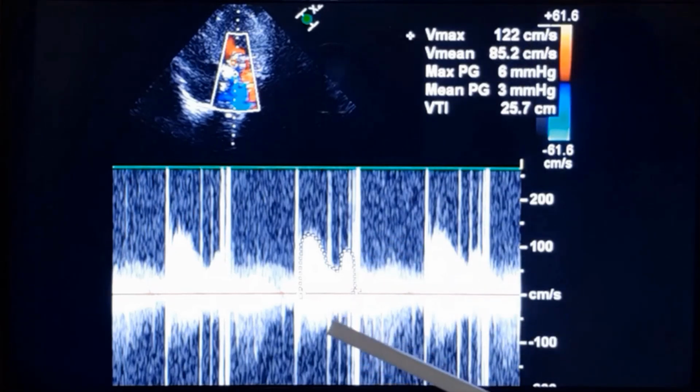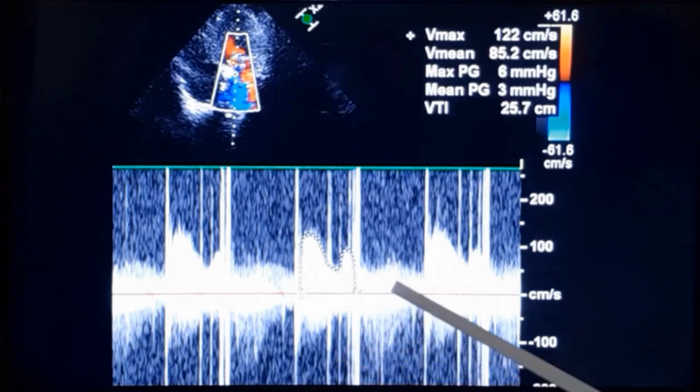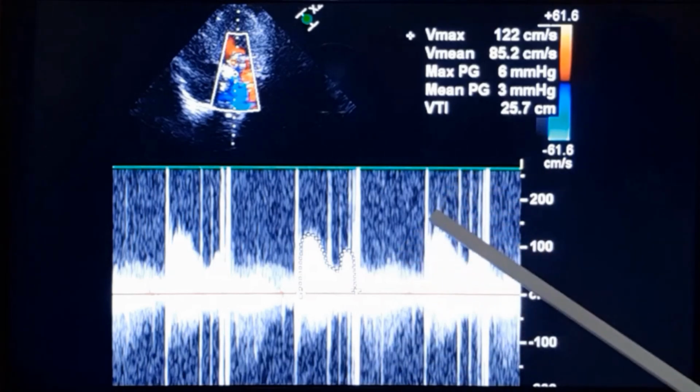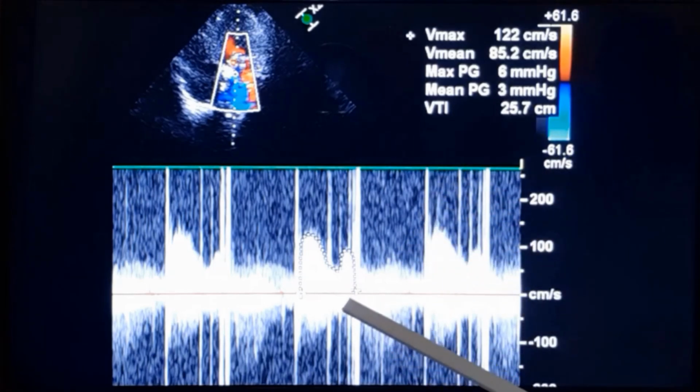In a native valve, this would be considered a gradient, but this gradient across a prosthetic mitral valve is not pathological at all. It is a normal function of the mechanical prosthetic mitral valve. And if it is an aortic prosthetic valve, the gradient may be even more. Even up to 20 has been described. Up to 5 mean gradient can be normal in a prosthetic mitral valve.